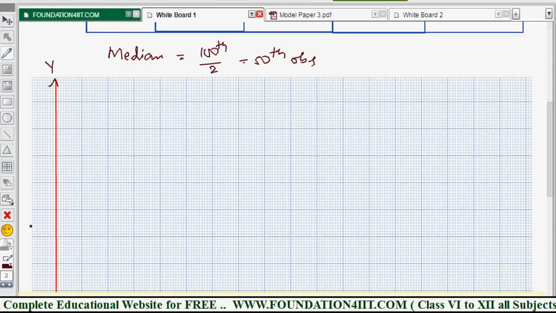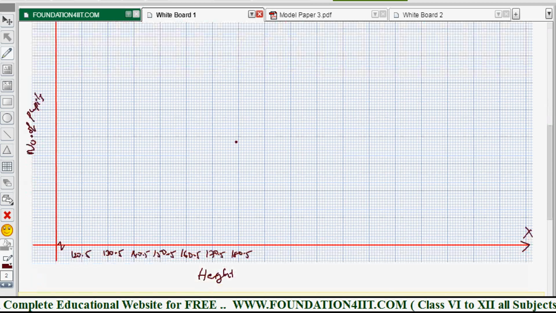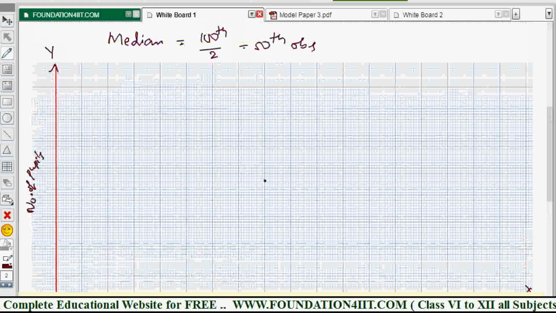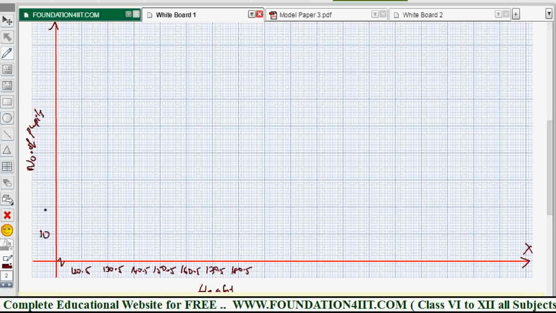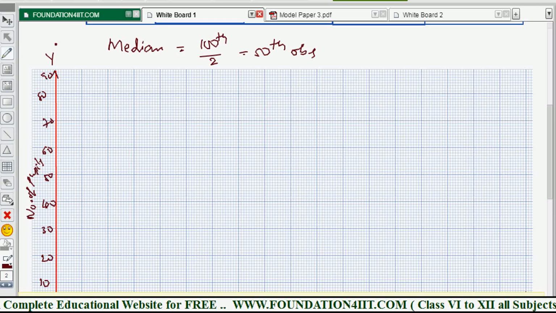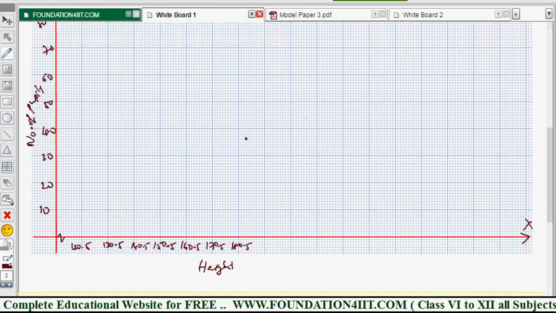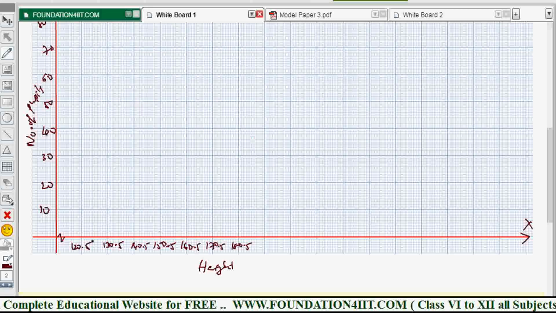So on the y-axis, number of pupils. Okay, just you can take. Now this y-axis highest value is 100, so you can take 10 units. So 10, 20, 30, 40, 50, 60, 70, 80, 90, and 100. Okay, next point is 100. You can use the graph paper properly in the original. And just first one is 120.5 comma 0. Take this as the 0 point.